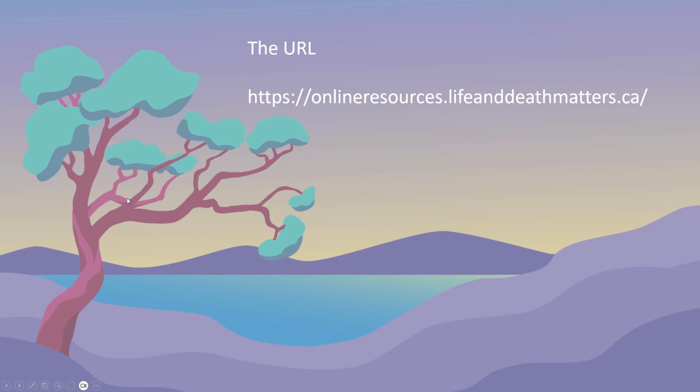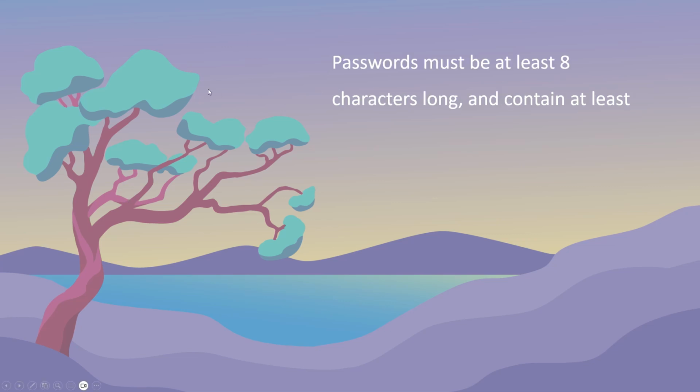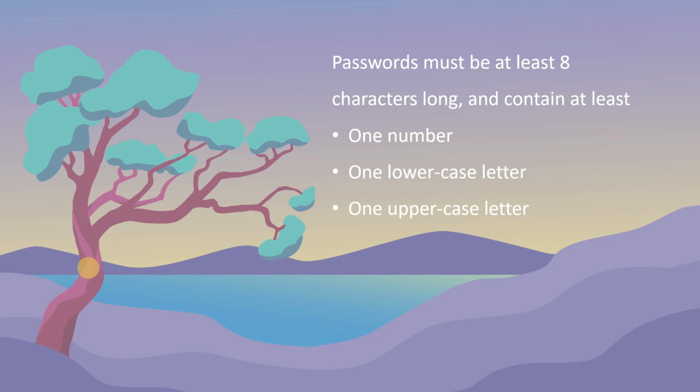onlineresources.lifeanddeathmatters.ca/. So if you decide to type that in, you can do that from here. Your password needs to be at least 8 characters long, and it has to contain at least one number, one lowercase letter, one uppercase letter, and one special character. With that in mind, we can now go and navigate to the Life and Death Matters digital library and start.